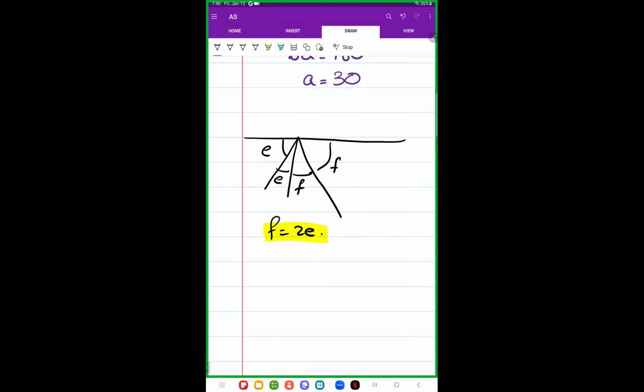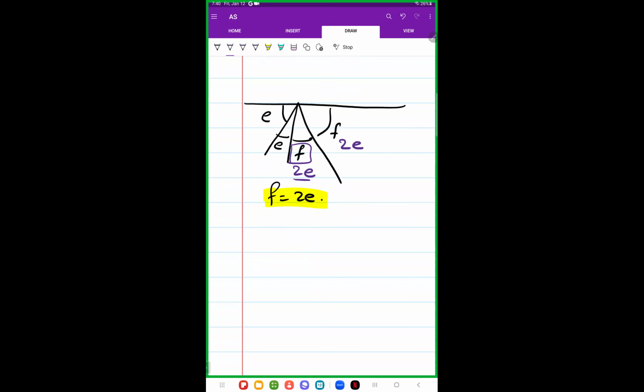So can I write, in place of F, just 2E and 2E? Yeah, you can. Isn't it the same question as question 7 now? Yeah, it is. So once you find out E, you can just convert it into 2E, which is equal to F. So let me just do 2E for F and then I'll just add them. So E plus 2E plus 2E is equal to 180, sum of angles on a straight line.